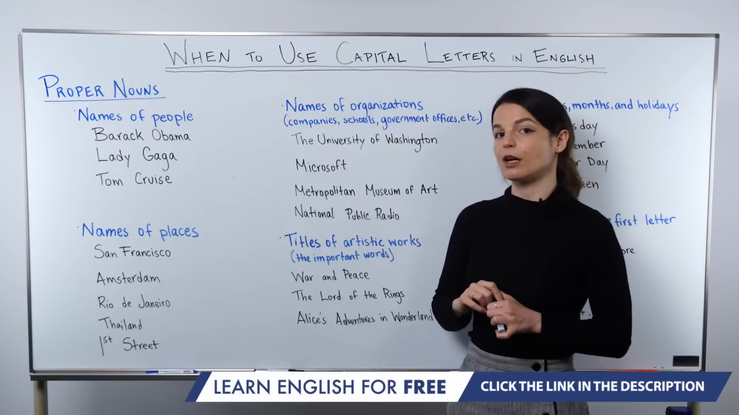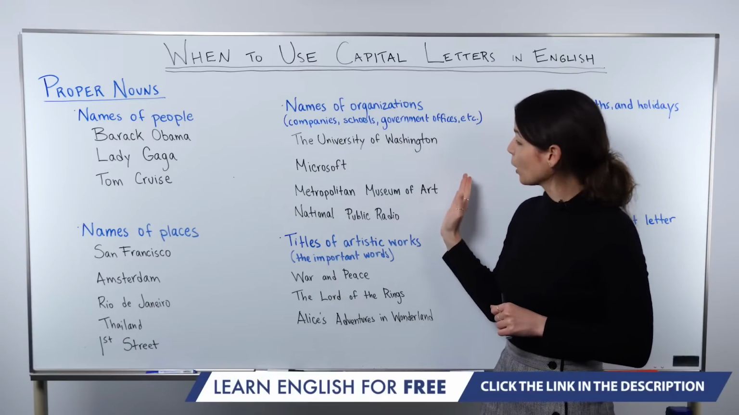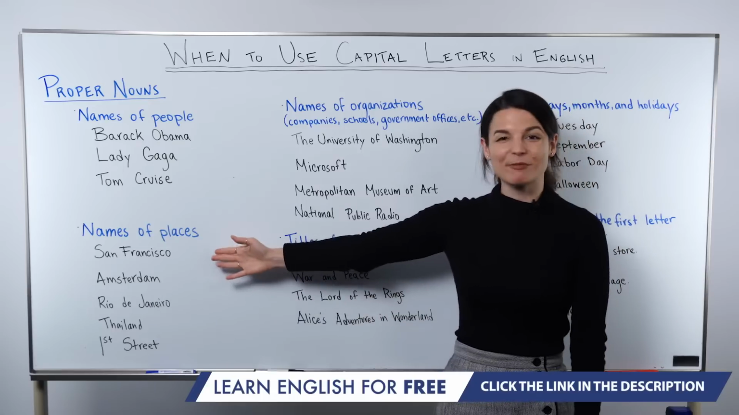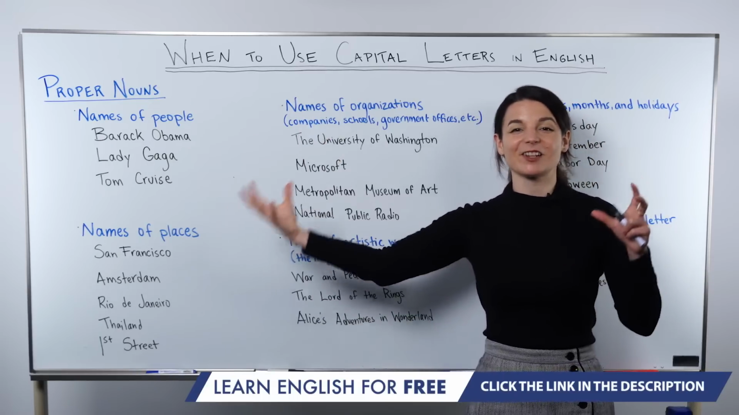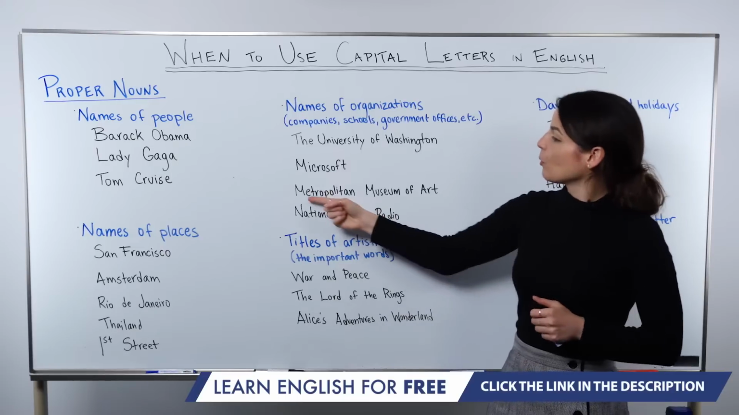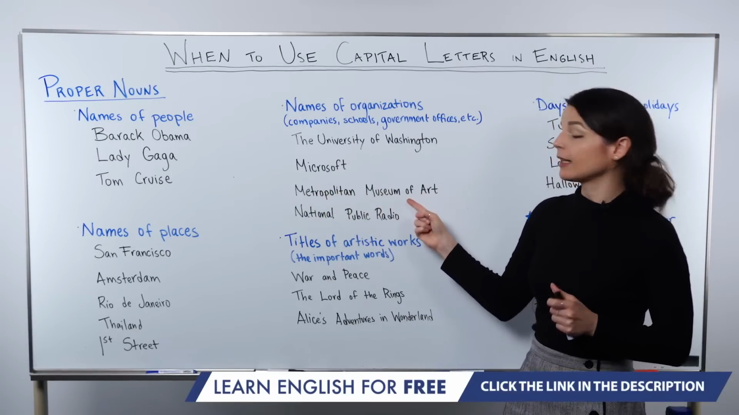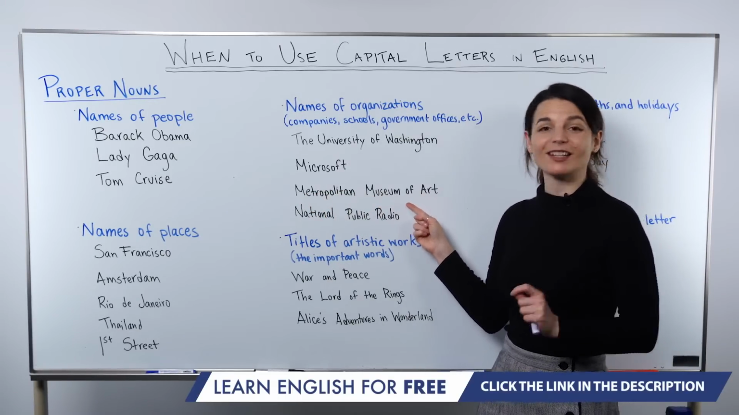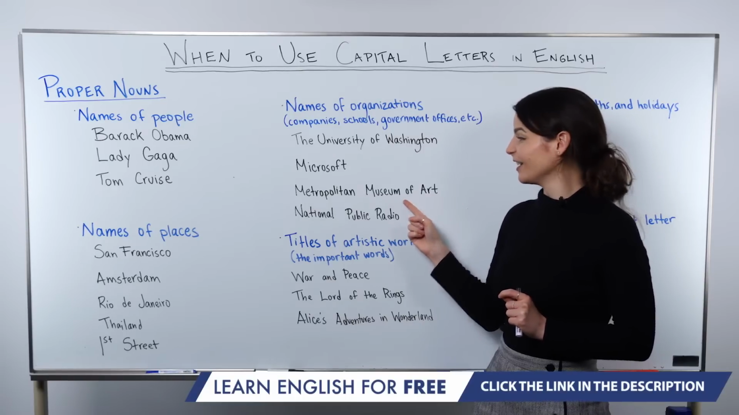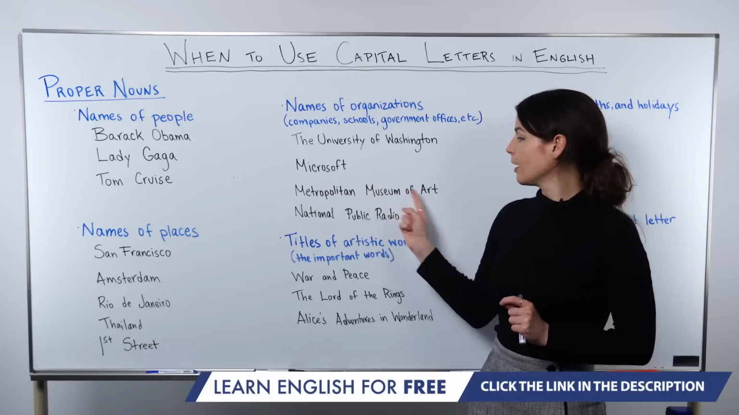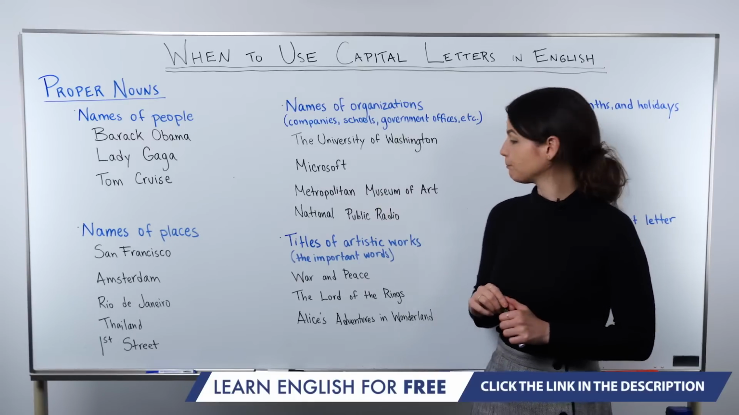Okay, next, Metropolitan Museum of Art. Metropolitan Museum of Art. So this is an organization. Perhaps it's also the name of a place too. Maybe there's an organization with the same name. But we have capital letters, Metropolitan Museum and Art. And again, we have this little of. We don't need to capitalize the O here. So again, we're capitalizing the key words in the name.